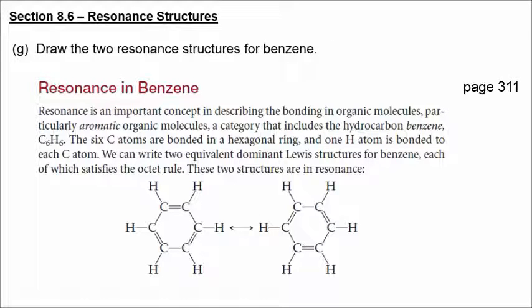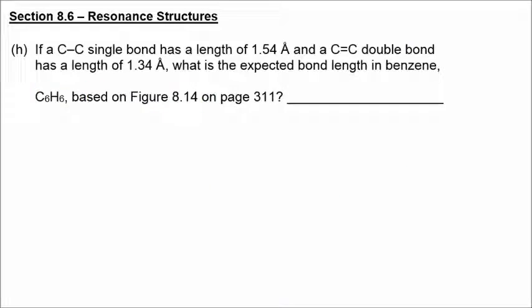Benzene has two different forms in which there are 6 carbon atoms bonded in a hexagon. 1 hydrogen atom is bonded to each carbon. And then we can draw an alternating single and double bond pattern. So these two structures are in resonance.